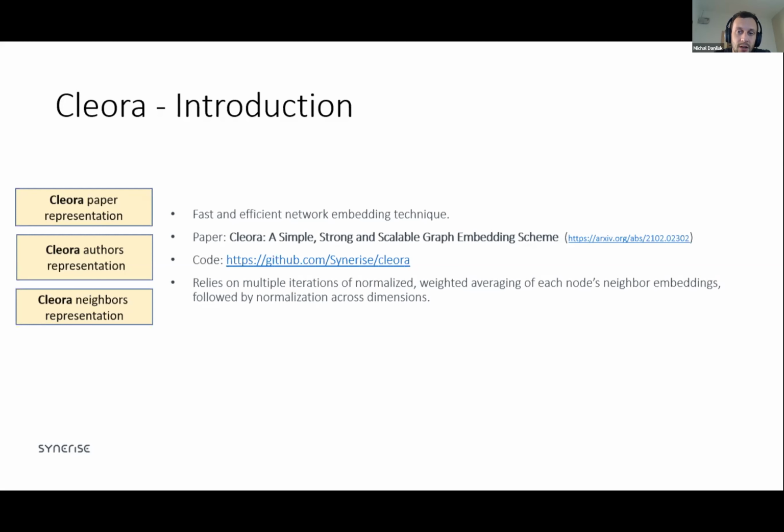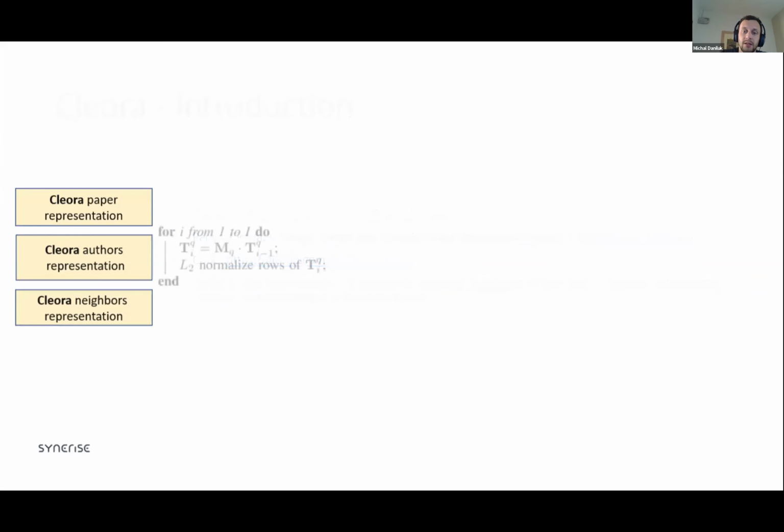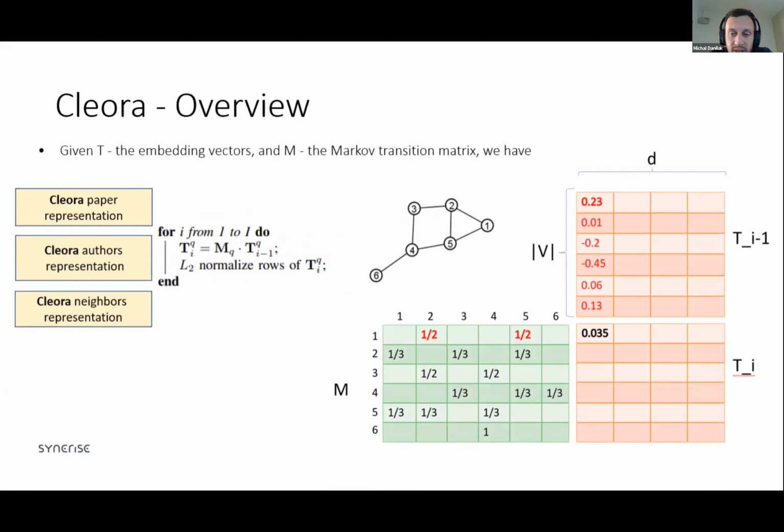So it relies on multiple iterations of normalized weighted averaging of each node's neighbor embedding, followed by normalization across dimension. And here, I present a simple example of Cleora. We have a graph with 6 nodes. And first of all, we create a sparse Markov transition matrix. For example, we can see that from node 1, we can go to node 2 or node 5 with the same probability. And matrix T consists of embeddings for each node, which is randomly initialized at the beginning.